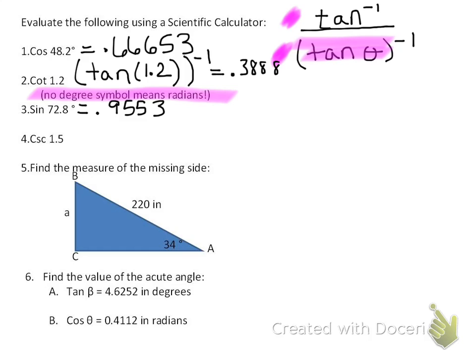Cosecant of 1.5 is measured in radians because there is no degree symbol. Now, cosecant is the reciprocal of which function? Cosecant is the reciprocal of sine. So that means that we're going to open parentheses, take the sine of 1.5. Then once we have the sine of 1.5, we're going to raise it to the power of -1, or we're going to reciprocate it.